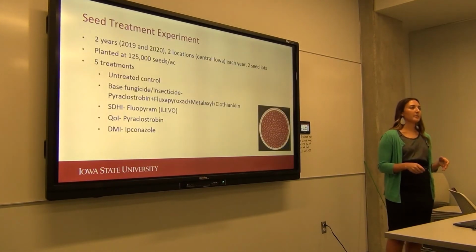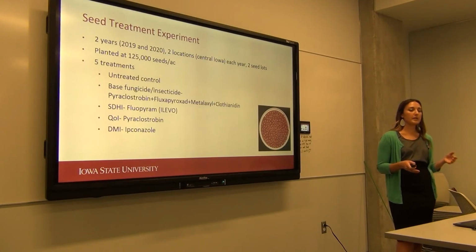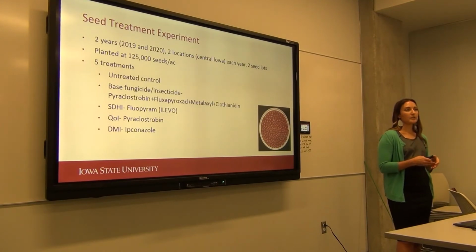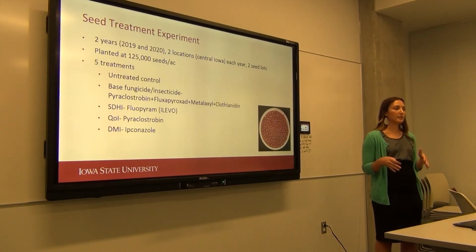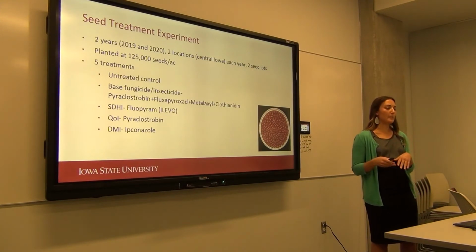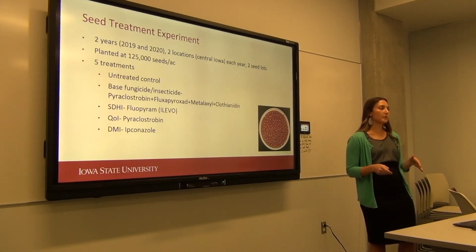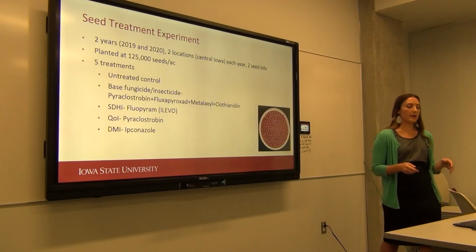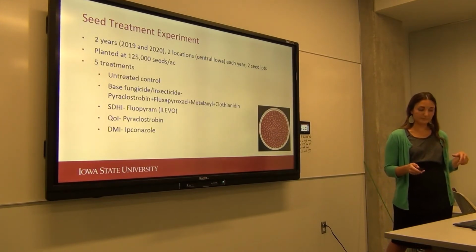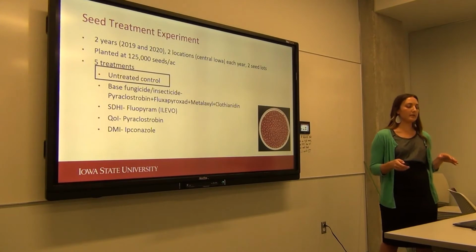So for the seed treatment experiment, it was conducted over 2 years. There were 2 locations, both in central Iowa each year, and there were 2 seed lots of the same variety planted each year. These plots were planted at 125,000 seeds per acre in a randomized complete block design. And we tested 5 seed treatments.